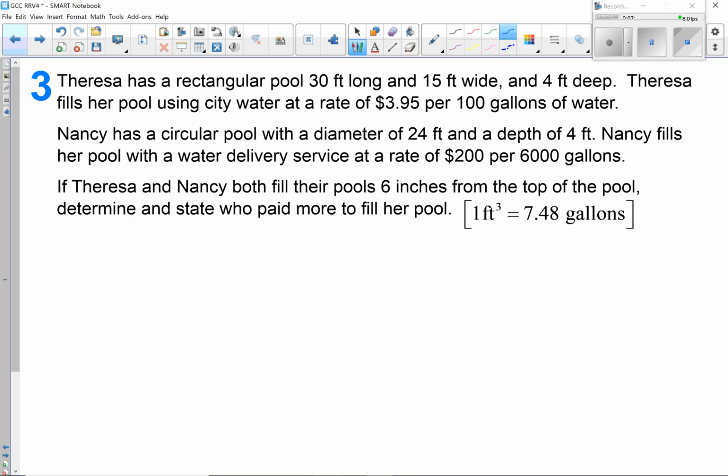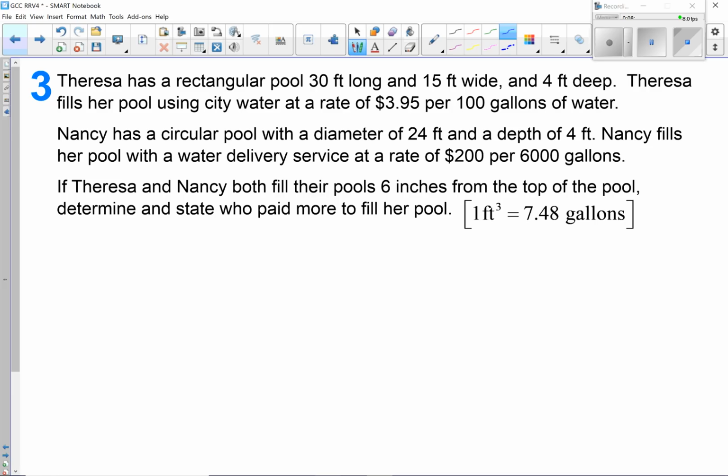Teresa has a rectangular pool that is 30 feet long, 15 feet wide, and 4 feet deep. Teresa fills her pool using city water at a rate of $3.95 per gallons of water. Nancy has a circular pool with a diameter of 24 feet and a depth of 4 feet also. Nancy fills her pool with a delivery service at a rate of $200 per 6,000 gallons. If Teresa and Nancy both fill their pool 6 inches from the top of the pool, determine and state who paid more for the pool.